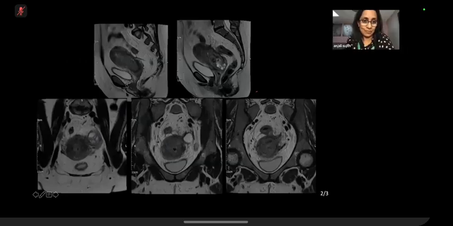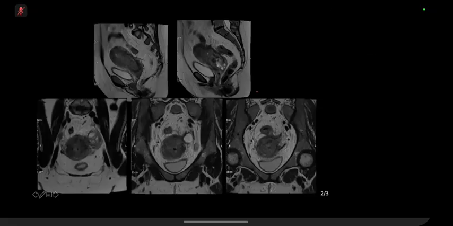Would you like to describe the MRI findings? I have given sagittal, these are the pre-contrast images. I've given only T2 images now. So our next slide will be the post-contrast images. So describe the findings on these selected T2 images.